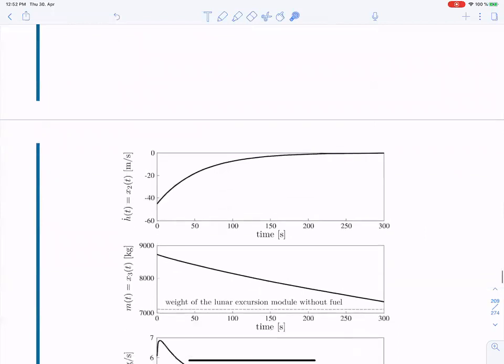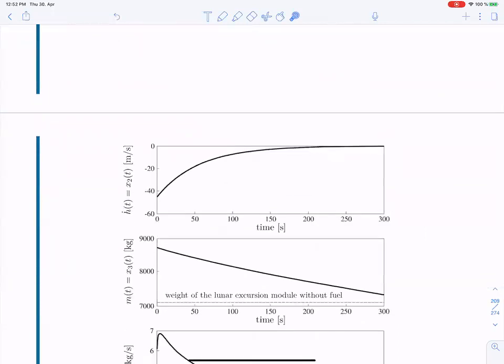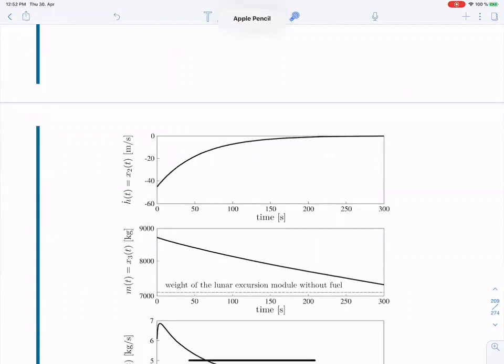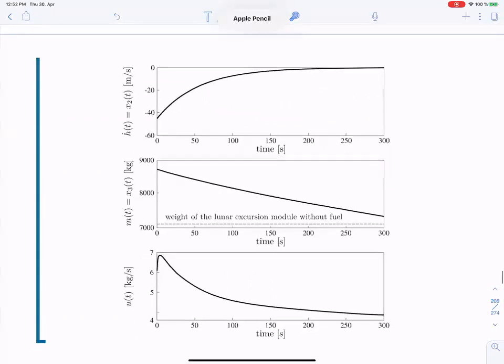And then obviously also you see here the height. You can see the height and the velocity of the spacecraft, so it eases down and gets a very soft landing. And then this is very important: this is the change of mass.